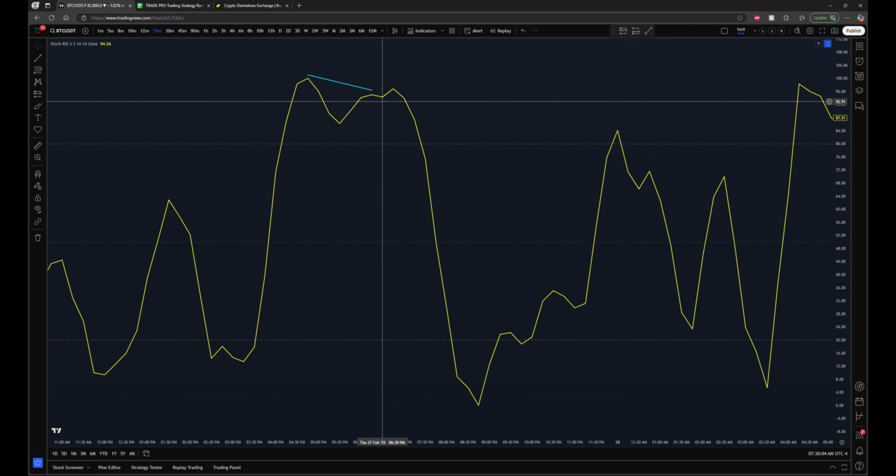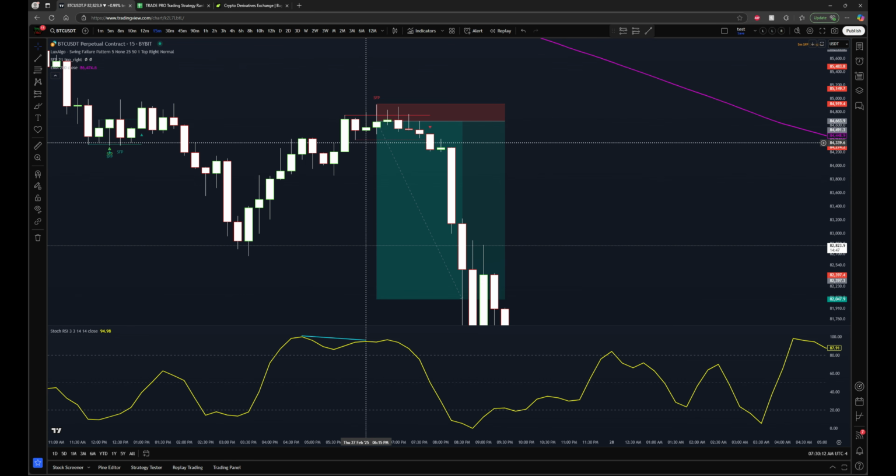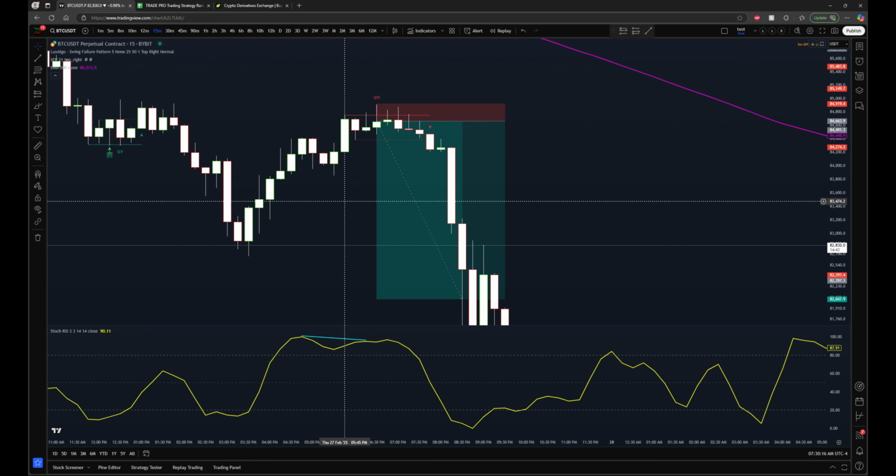So this would be the trigger, this pivot down here. It's a lower high pivot. But at the same time, we go higher high on price between there. So it's our bearish divergence. And then at our pivot down, it's also the swing failure pattern candle. Okay, so there's our entry.